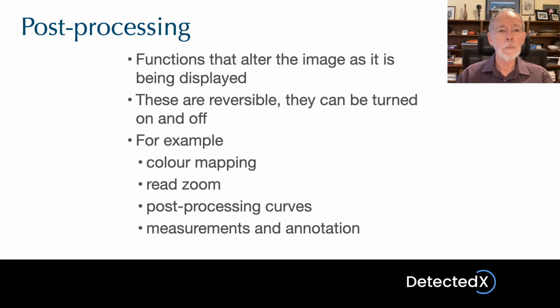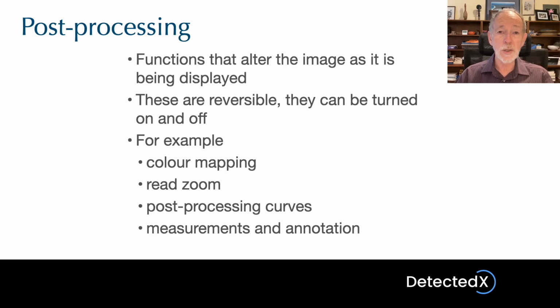In contrast, post-processing functions alter the way the stored image is displayed, so they can be turned on and off. They are reversible. Let me give you a few examples to clarify this. One example is what's often referred to as color mapping. And what this means is that the grayscale image is converted into an artificially colored image. The purpose of doing this is to make it easier to perceive variations in echo intensity. So some users find that color mapping makes it easier for them to see variations in soft tissue echo strength.